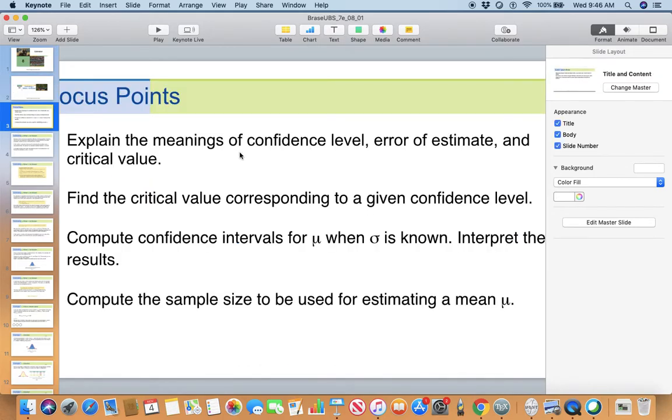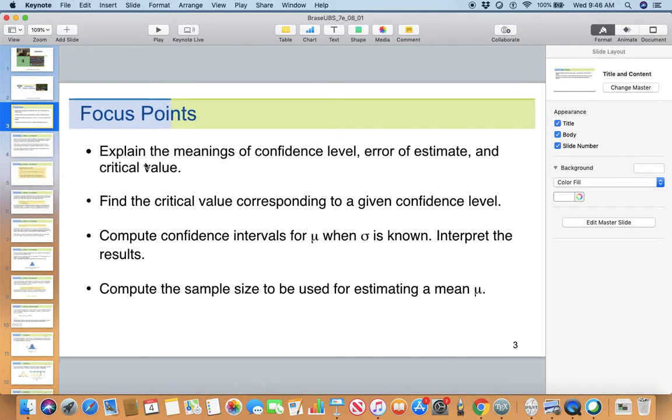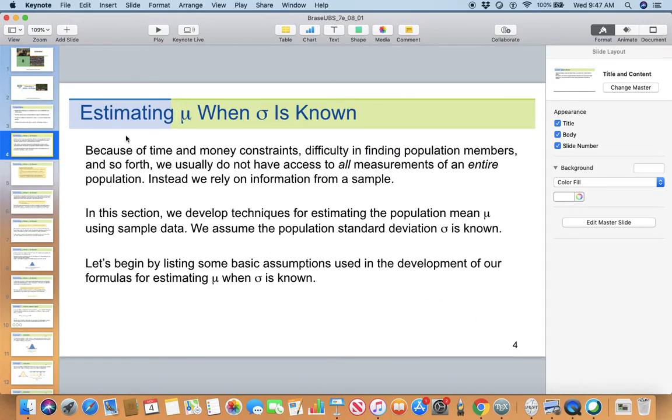So, the focus points in this particular section are to explain the meanings of confidence level, error of estimate, and critical value. Okay, we will see what these things mean. Find the critical value corresponding to a given confidence level. Compute confidence intervals for mean mu when sigma is known. Interpret the results. Compute the sample size to be used for estimating a mean mu. Okay, let's see what these things mean.